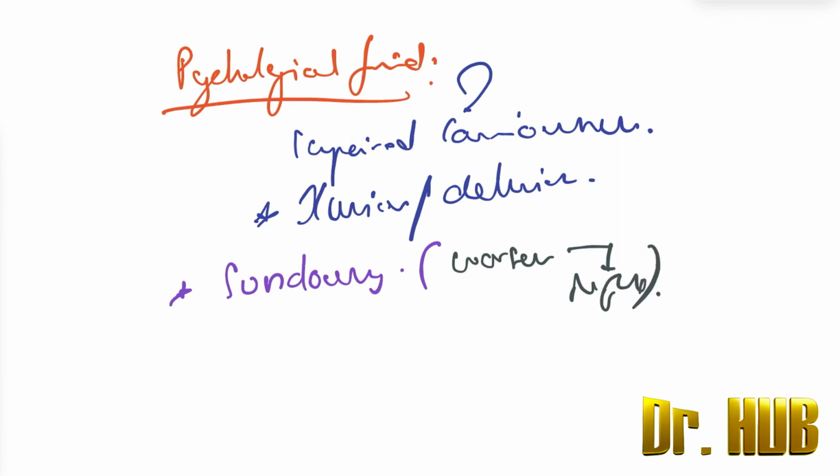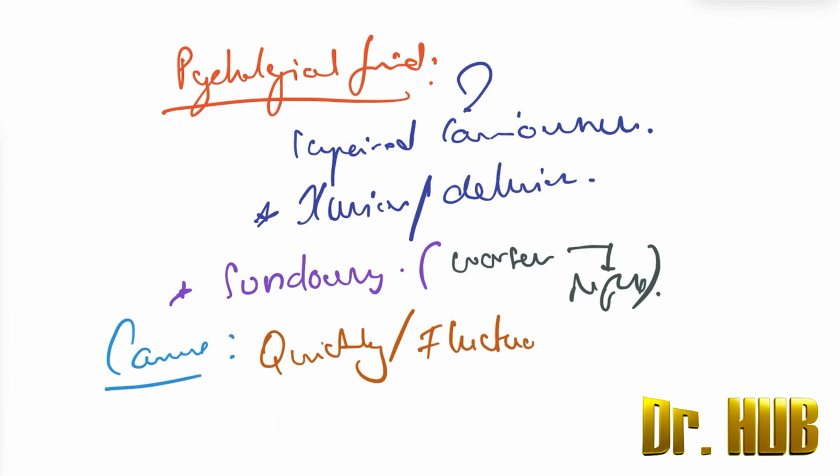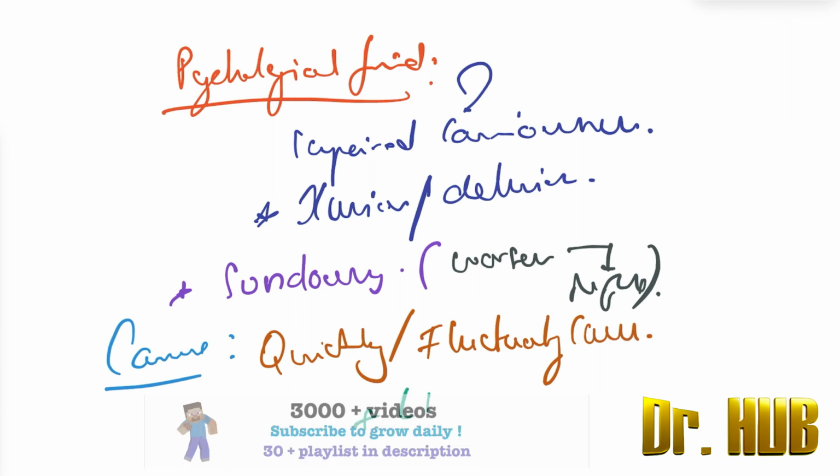Then we are moving on to the course of delirium. Delirium develops quickly and has a fluctuating course. It has lucid intervals, LI, and this includes waxing as well as waning.